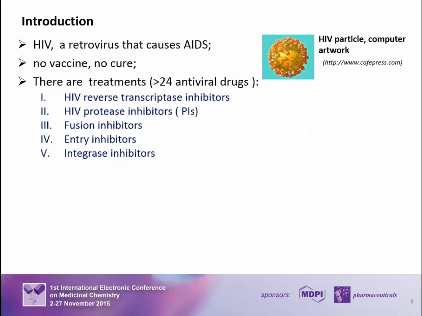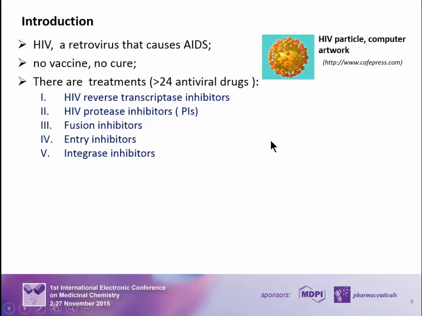When we're talking about HIV, everyone knows that HIV infection causes AIDS, one of the most serious infectious diseases in the world. So far, there's no vaccine and cure for HIV infection, but we have dozens of antiviral drugs to prevent or delay the onset of AIDS. Based on the targets, these drugs can be classified into 5 types as shown here.